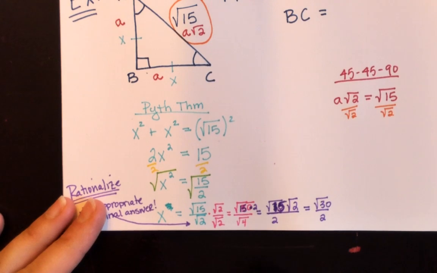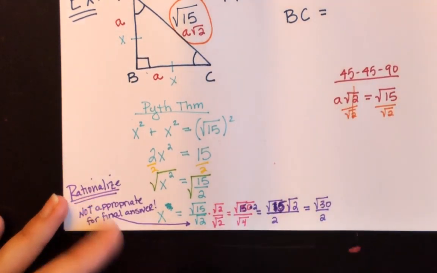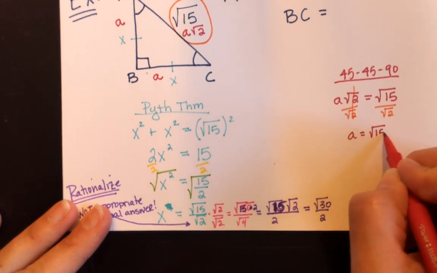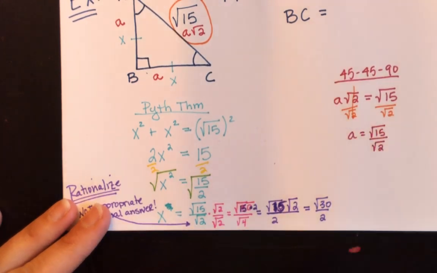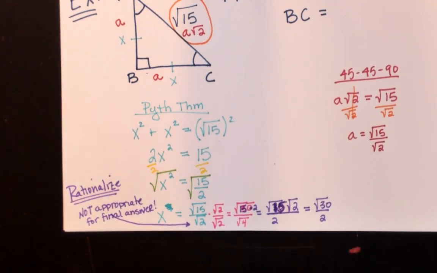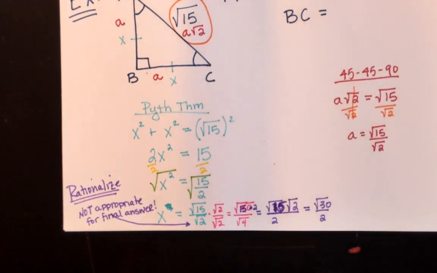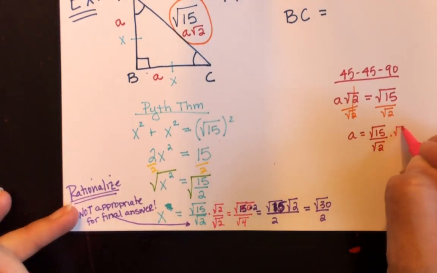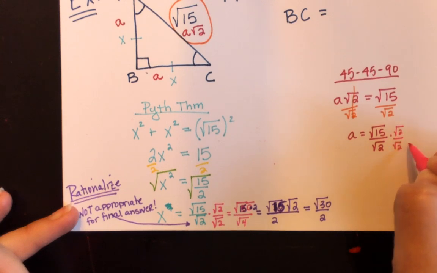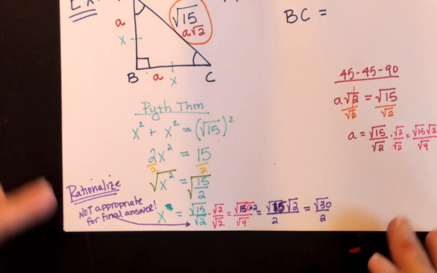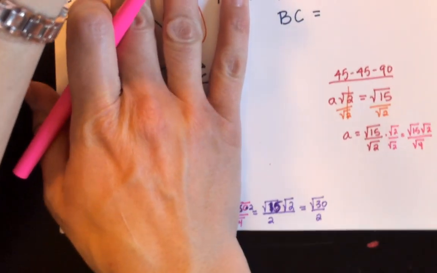It's going to cancel here, and we're left with A equals radical 15 over radical 2. Well, we have to rationalize, which means we're going to multiply top and bottom by that radical 2. And we end up with radical 15 times radical 2 over radical 4. So notice that radical 2 got yanked to the top.